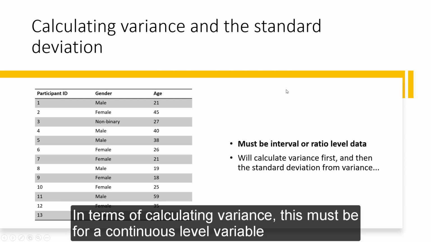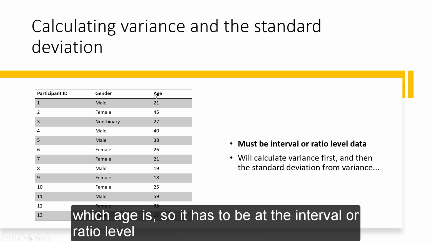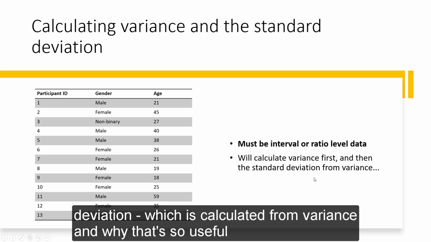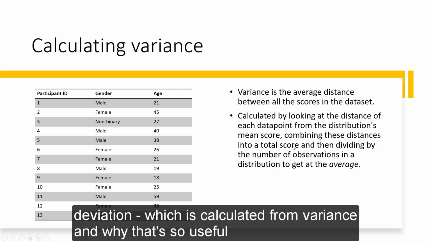In terms of calculating variance, this must be a continuous level variable, which age is, so it has to be either interval or ratio level. We'll look at how you calculate variance first, and then we'll look at something called the standard deviation, which is calculated from variance, and why that's so useful.